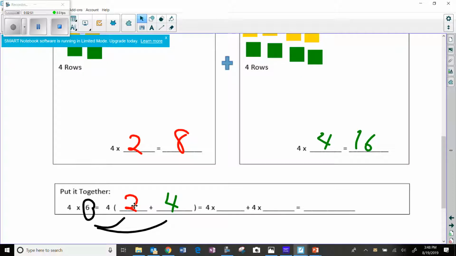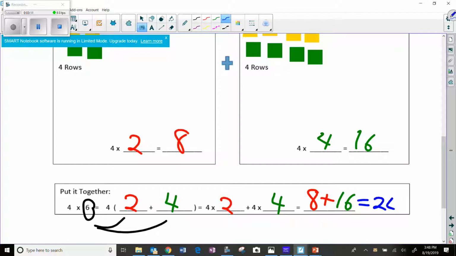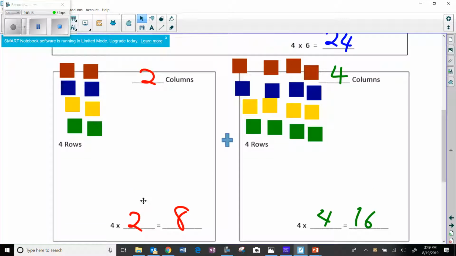All right, and then over here they just want us to multiply it. The 4 times the 2, and then the 4 times the 4. So you would get the answer 8 plus 16, and that should give us a total of 24, which should be no surprise because we used the same number of tiles.